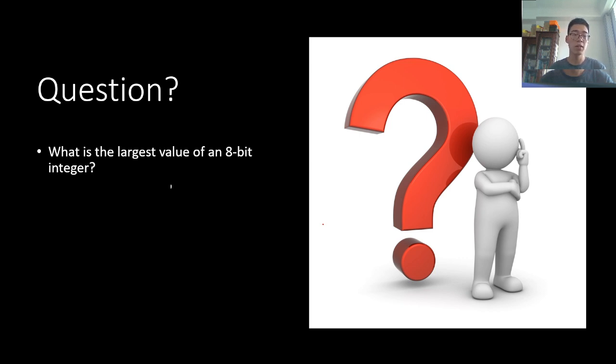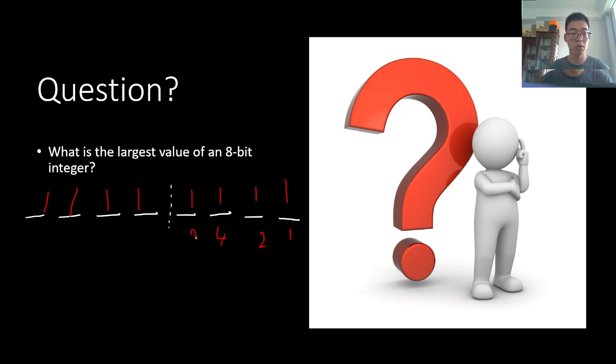I think this one, hopefully, is a bit simpler than the previous one. I hope you get the answer at the moment, and let's see. The largest value of an 8-bit integer is when we fill all of these 8 bits with 1. So this is the largest 8-bit integer, and we just need to convert this number into decimal. We put 1, 2, 4, 8, 16, 32, 64, and 128. We all got 1, so we just add them all up.